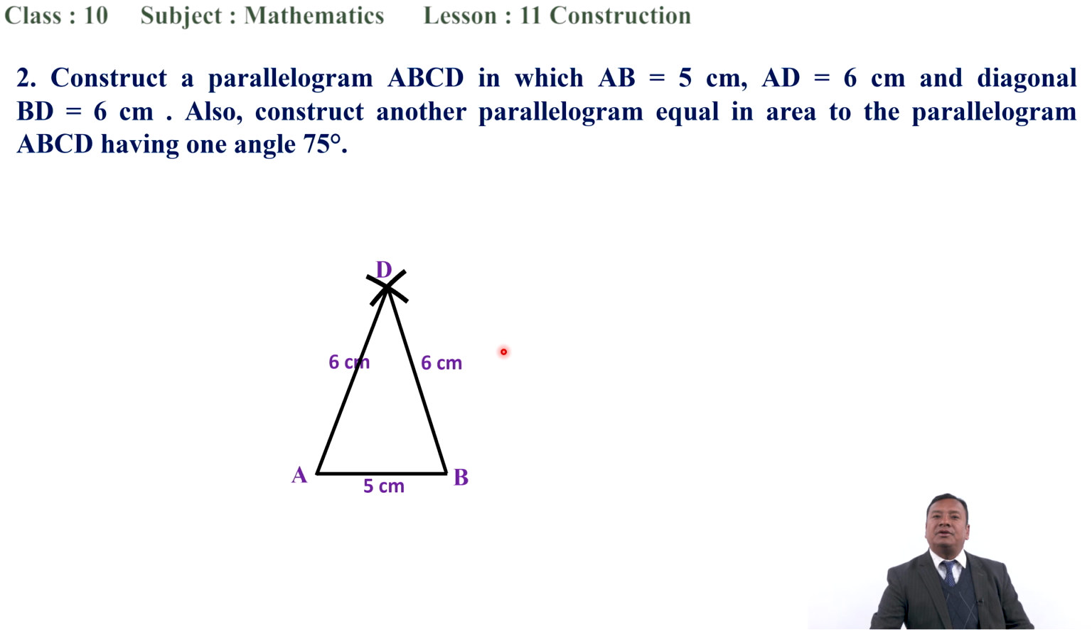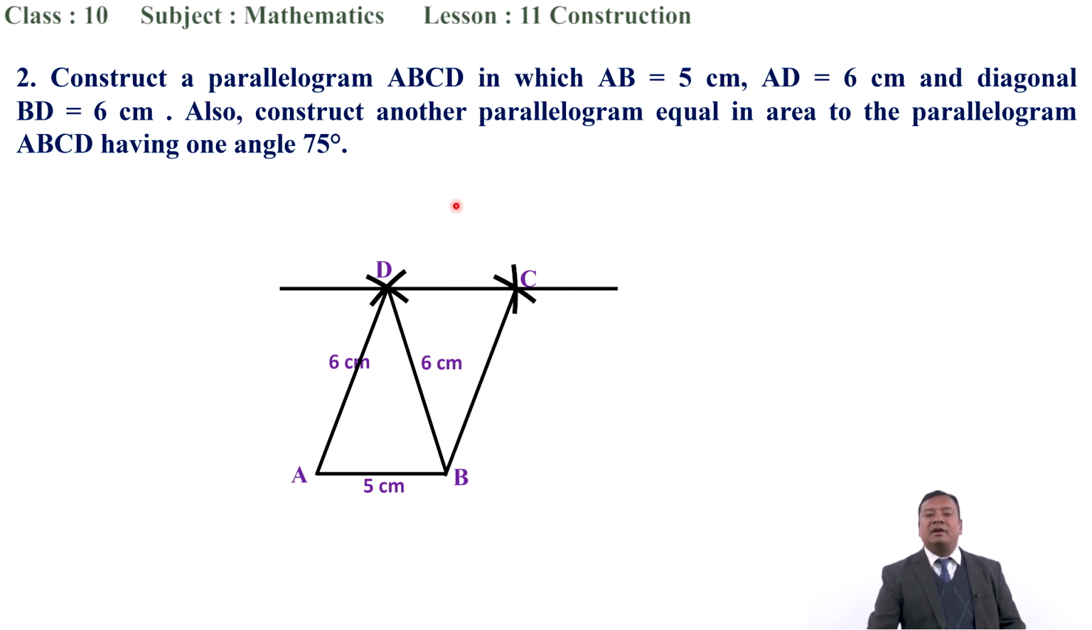To get the point C, what to do? We know that opposite sides of the parallelogram are equal, so from point D we have to cut off 5 centimeter, right? And after that from B again we have to cut 6 centimeter, and that intersecting point we can call the point C, right? Okay, this way, from D we cut 5 centimeter and from B 6 centimeter. Then when we join that intersecting point like this, your parallelogram ABCD will be formed, right?